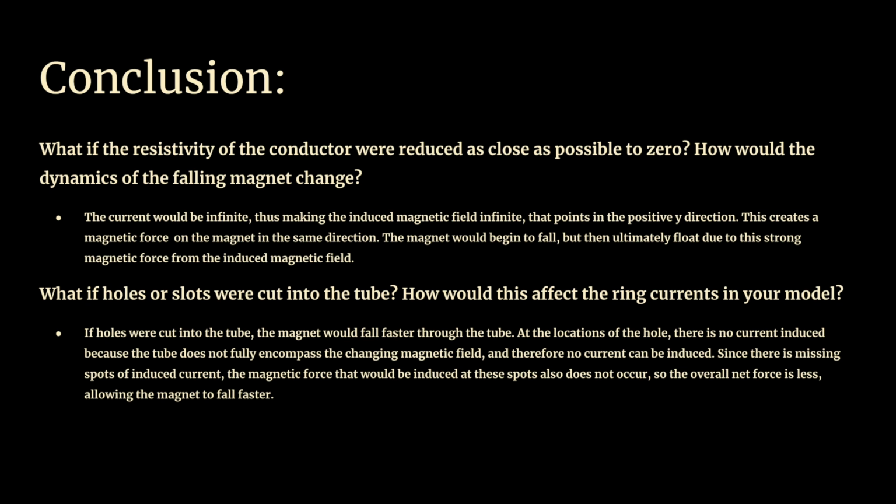Finally, what if holes or slots were cut into the tube, and how would this affect the ring currents in your model? If holes were cut into the tube, the magnet would fall faster through the tube. At the locations of the hole, there is no current induced because the tube does not fully encompass the changing magnetic field, and therefore no current can be induced. Since there are missing spots of induced current, the magnetic force that would be induced at these spots also does not occur, so the overall net force is less, allowing the magnet to fall faster.